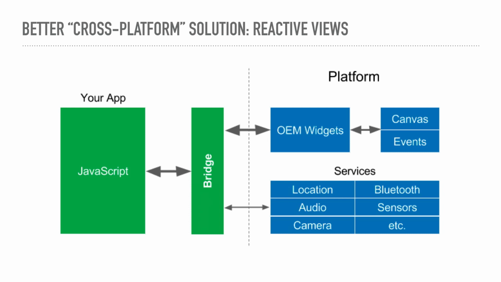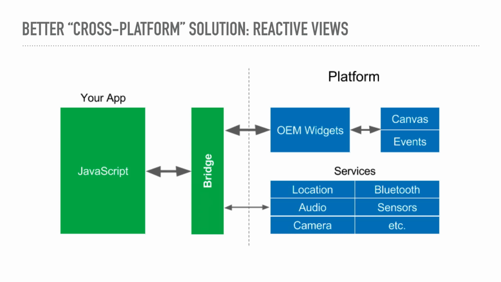So in a better cross-platform solution, you still use JavaScript, but use a bridge now to cross over to the OEM widgets. So now you're back to using a native pop-up button or a native slider or whatever. And that still talks to Canvas and events. So it's only slightly different from the first picture, but it's a lot slower because we've got JavaScript again. Okay?